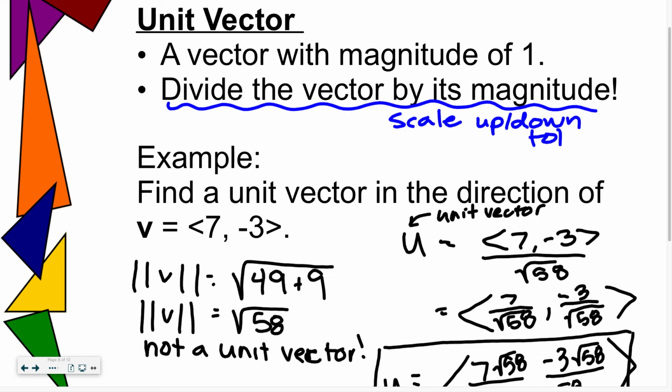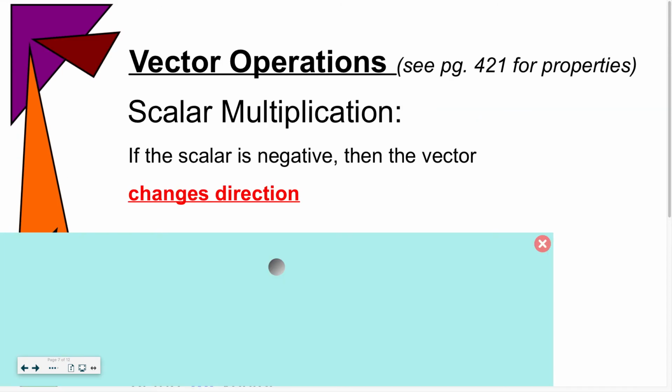Okay, on the back side, we're going to talk about some vector operations. What I think you're going to find is that vector operations are very easy math. The hard part about vector operations is what do these things actually mean? So we'll fill in the blanks on the left, we'll do the examples on the right, and then I'll try to show you visually what all that stuff is actually talking about.